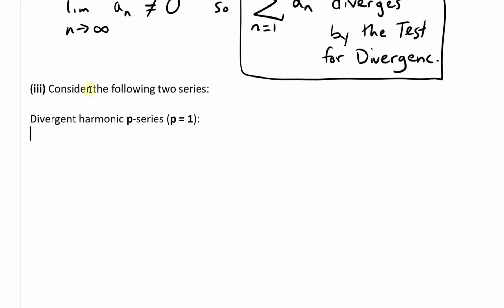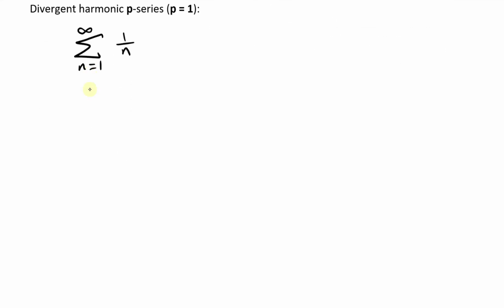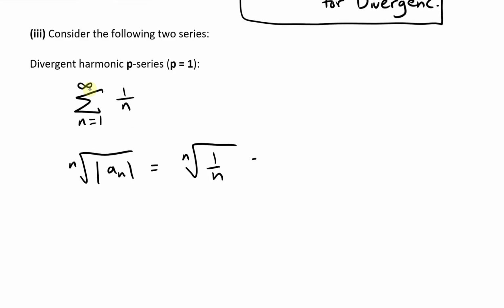All right, so let's consider the divergent harmonic P series, where P equals 1, as I've gone over several times and proved that it is divergent in earlier videos. So the summation from n equals 1 to infinity of 1 over n. If we were to take the root test of this one, we'll take the nth root of the absolute value of an, in this case 1 over n. This equals the nth root of 1 over n, which remember just equals 1 over n to the power of 1 over n.